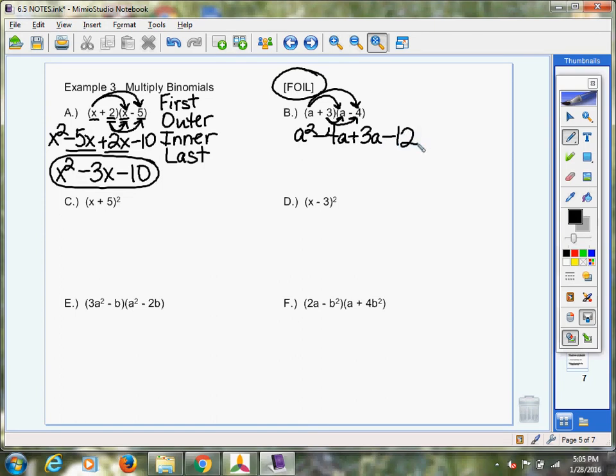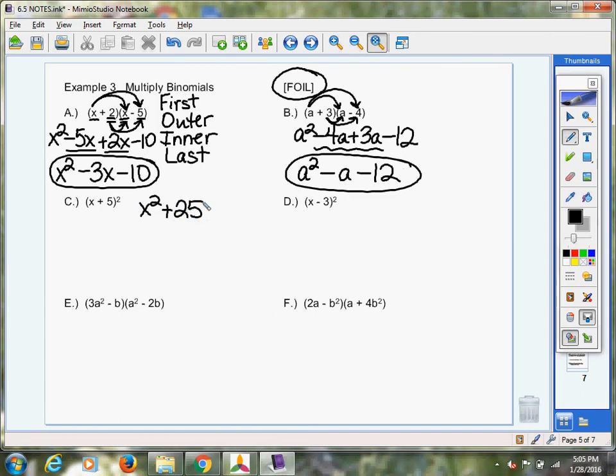Now I need to look for like terms, and there they are in the middle. We need to combine those. So drop down your a squared, add -4a plus 3a, and you're going to get -1a or -a, and then drop down your -12. And there's your trinomial. Awesome. C is really easy, and D. Both of these are very easy to miss. Most students go, oh, that's easy. It's x squared plus 25.